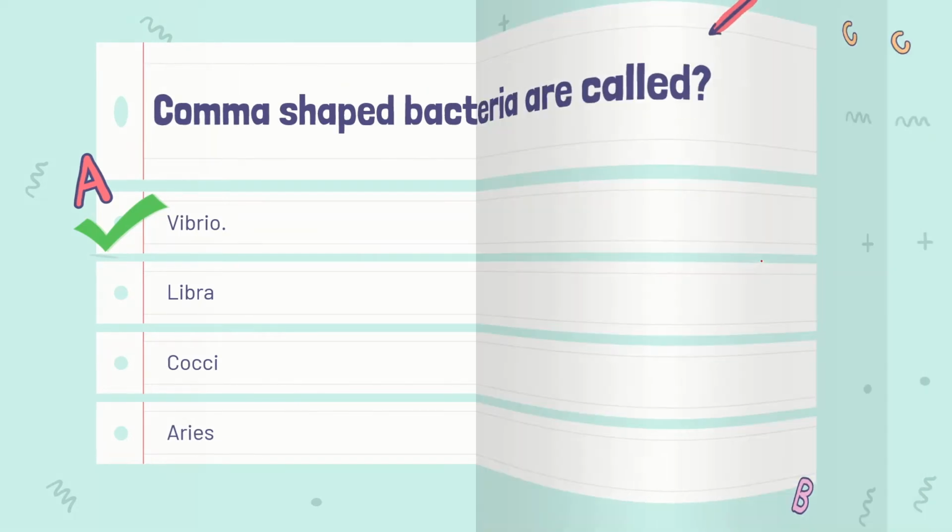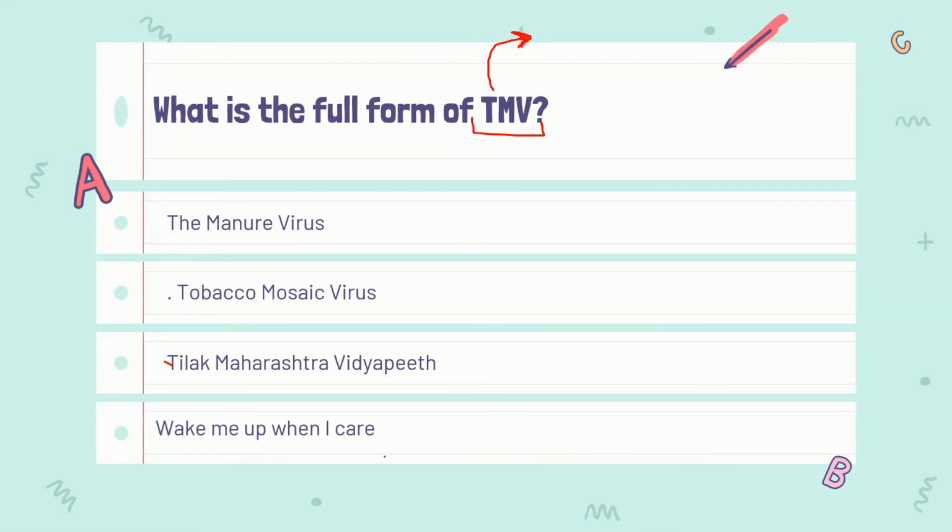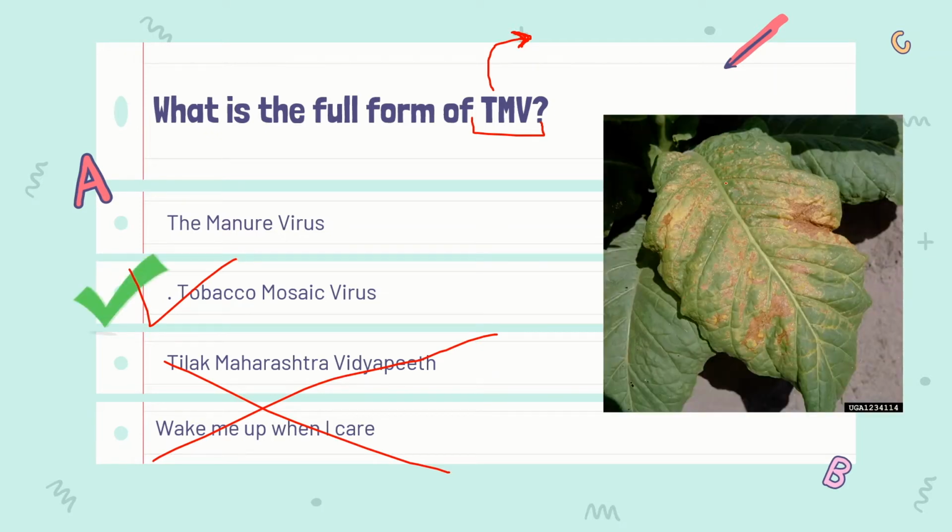Great. Now, what is the full form of TMV? Let me tell you. TMV is a disease of plants caused by microorganisms. So let's cut these two because these two are in the answers. Now you got it: Tobacco mosaic virus. This is a picture of the effect of tobacco mosaic virus on a leaf of a plant. Okay, great.